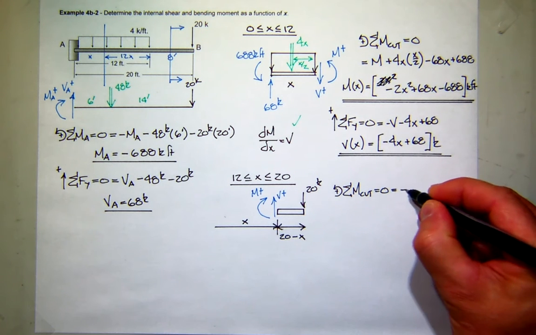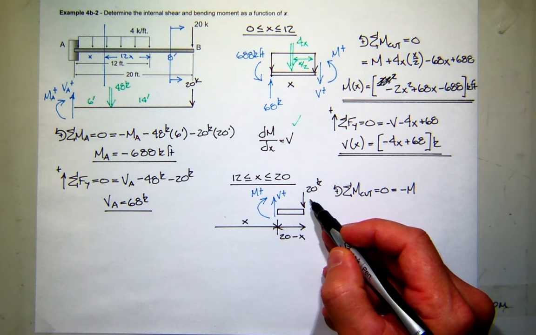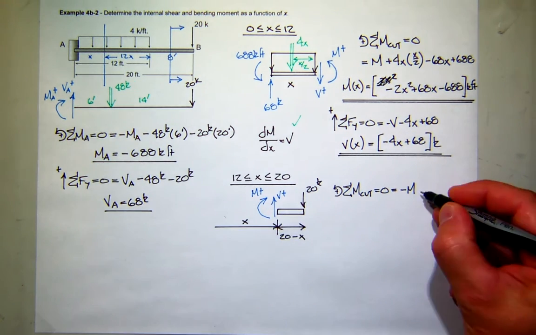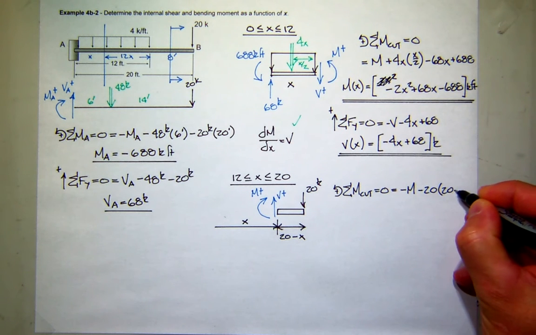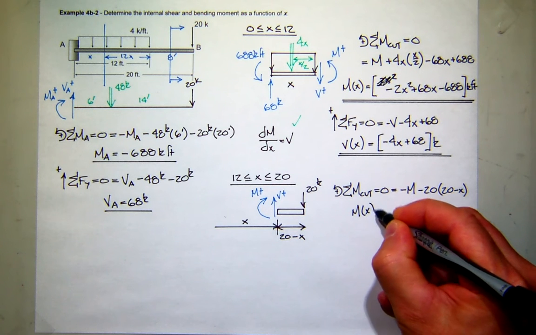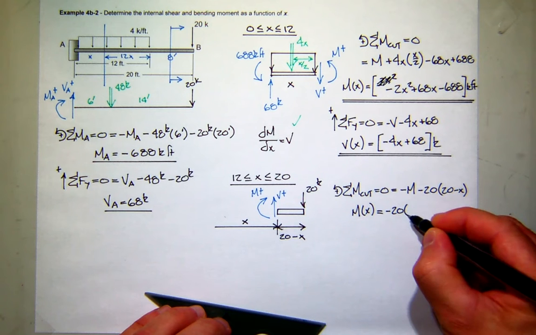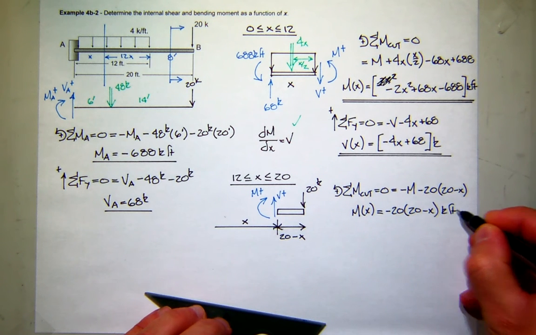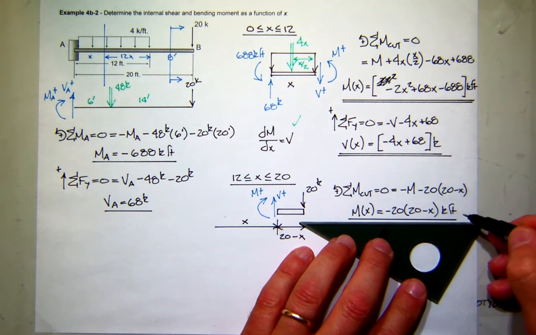That's a negative moment. What's the moment about the cut create for this 20 kip? What kind of moment does it create about the cut? Positive or negative? Negative. And what's its moment arm? 20 minus x. So I'm going to solve for the moment. It's going to tell me the moment there is minus 20 times 20 minus x, and that'll be kip feet. You don't have to expand that if you don't want to.